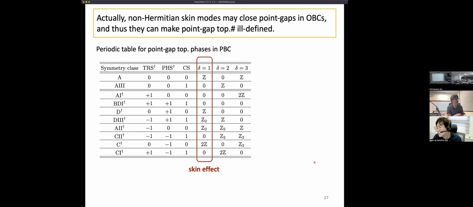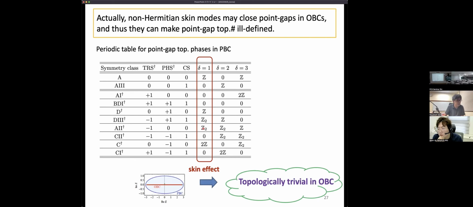Here I show again the periodic table for the point gap topological phases in periodic boundary conditions. As I mentioned before, this part corresponds to the skin effect, so that we have a different spectrum between the periodic boundary condition and the open boundary conditions. As you can see, under the periodic boundary condition, we have a point gap at E equal to zero. But if you consider the open boundary conditions, the point gap closes. So this implies that this number becomes trivial once we consider the open boundary conditions.